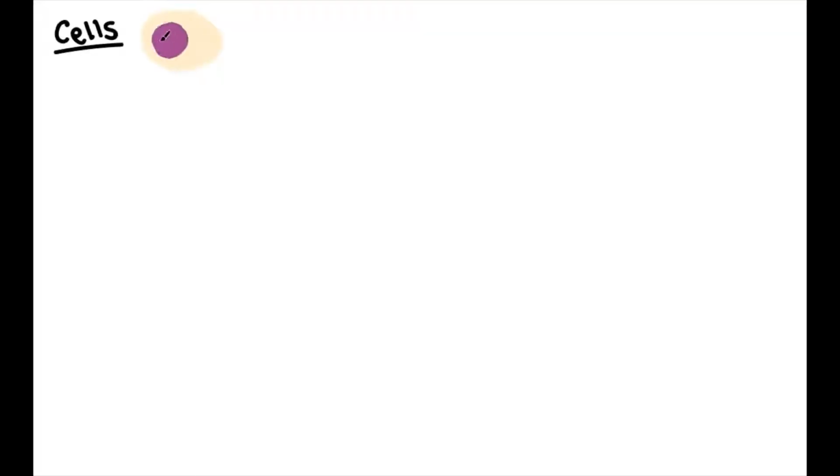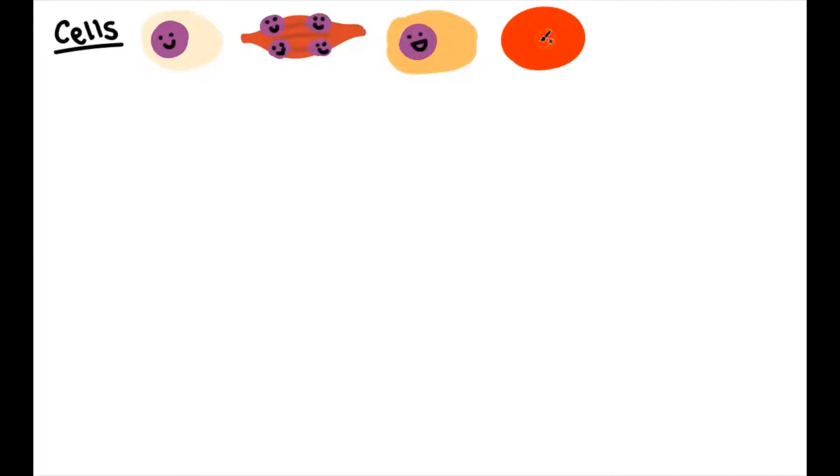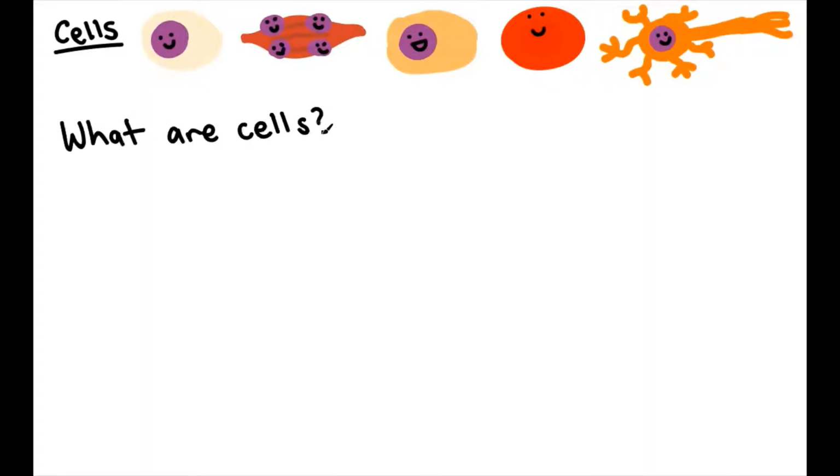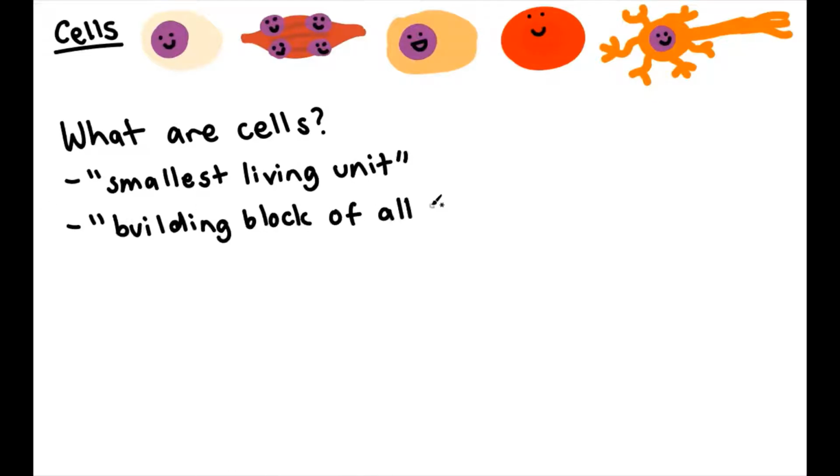Hello, this is an introductory video on cells for Biology 430. The first thing we have to define is, what is a cell? If you look up the definition of a cell pretty much anywhere, you will see it defined along the lines of the smallest living unit, or the building block of all living organisms.